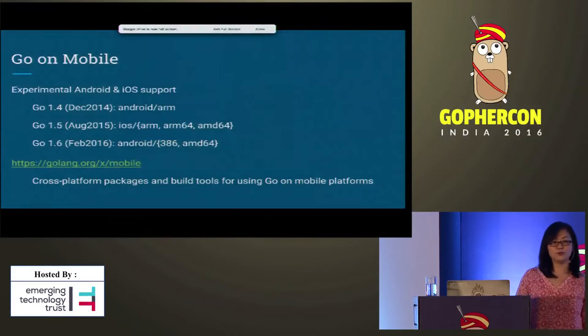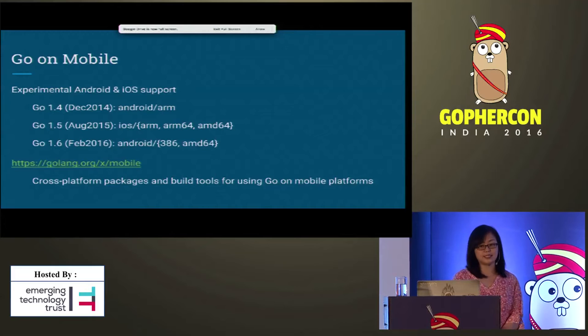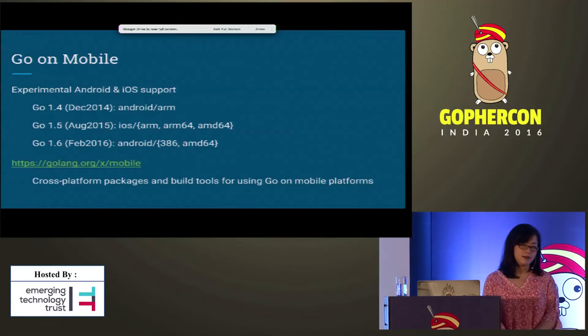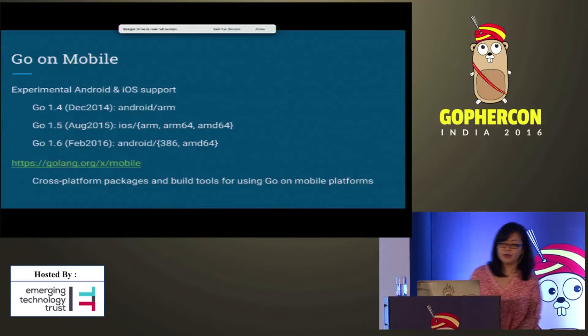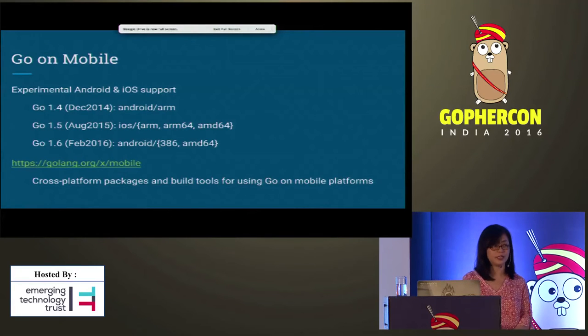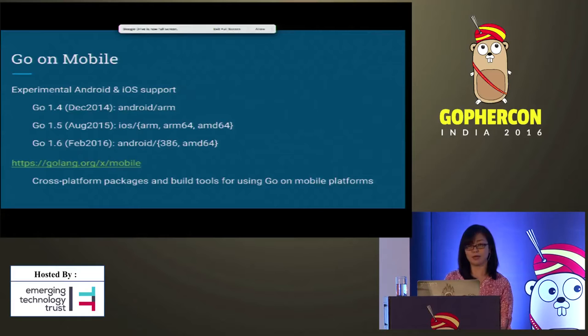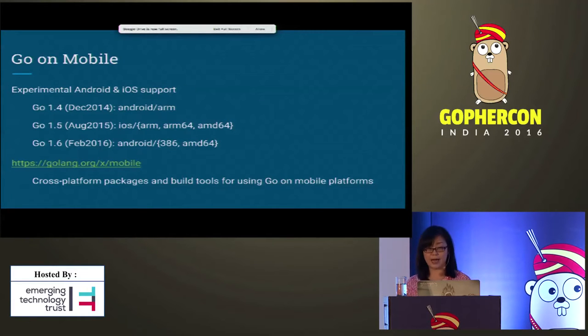Okay, so today I will talk about how to use Go to write your library for mobile app. Since Go 1.4 was released a little bit over a year ago, Go started to include experimental mobile platform support. So you can write Go programs for Android and iOS. And also we have a mobile sub-repository under golang.org that includes cross-platform packages and build tools for using Go on mobile platforms. So today, I will talk about how to use this tool to achieve your goal.